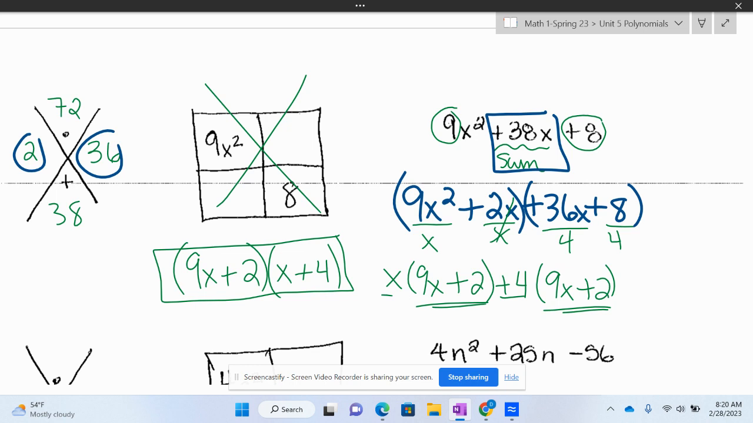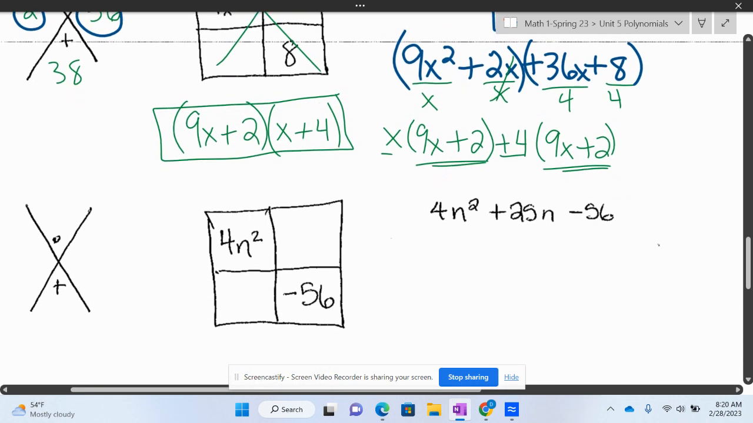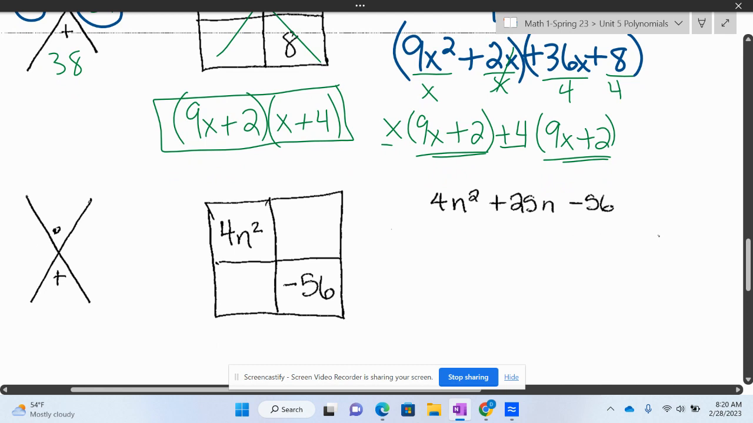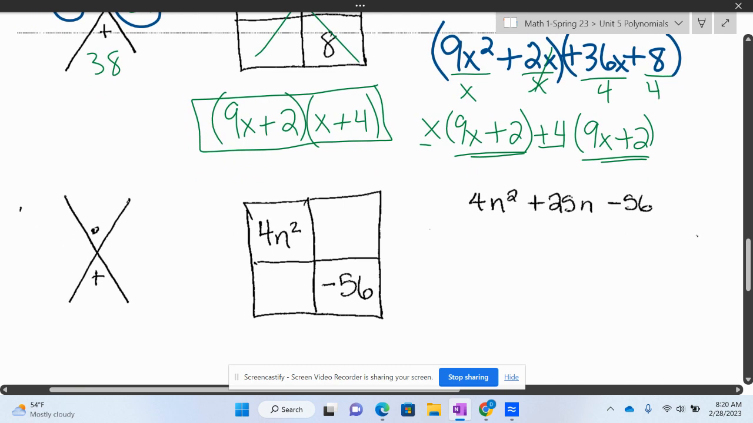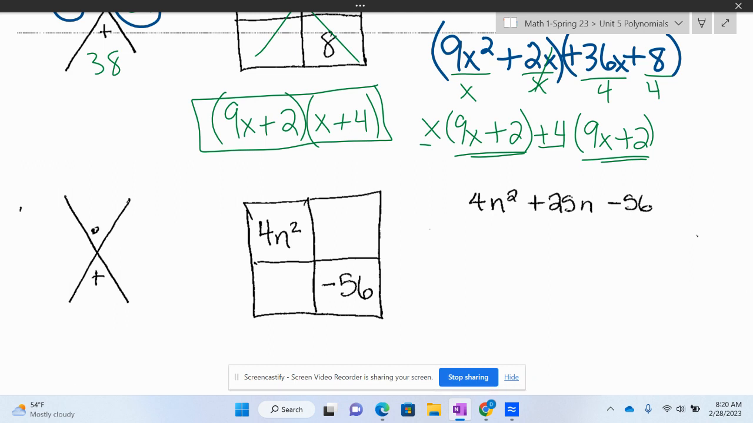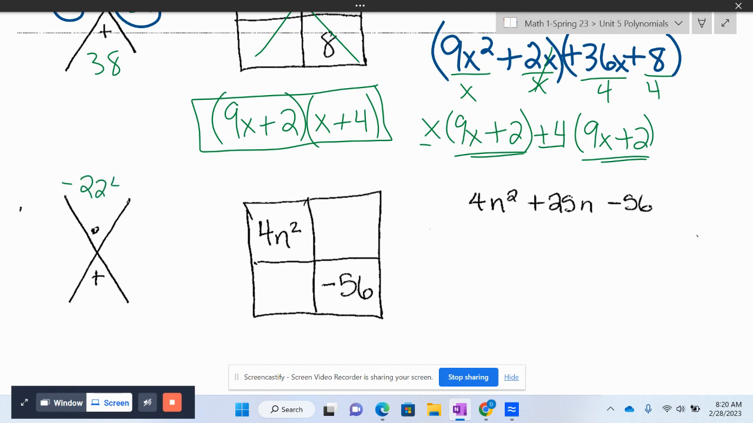So I think this is number 11. Number 11, and again, this is from your worksheet. So what am I putting in the product? What am I looking for a product? 224. Is it 224 or? Yeah, it's negative 224, right? Because that's a negative 56. So negative 224. And it has to sum up to 25. Okay.